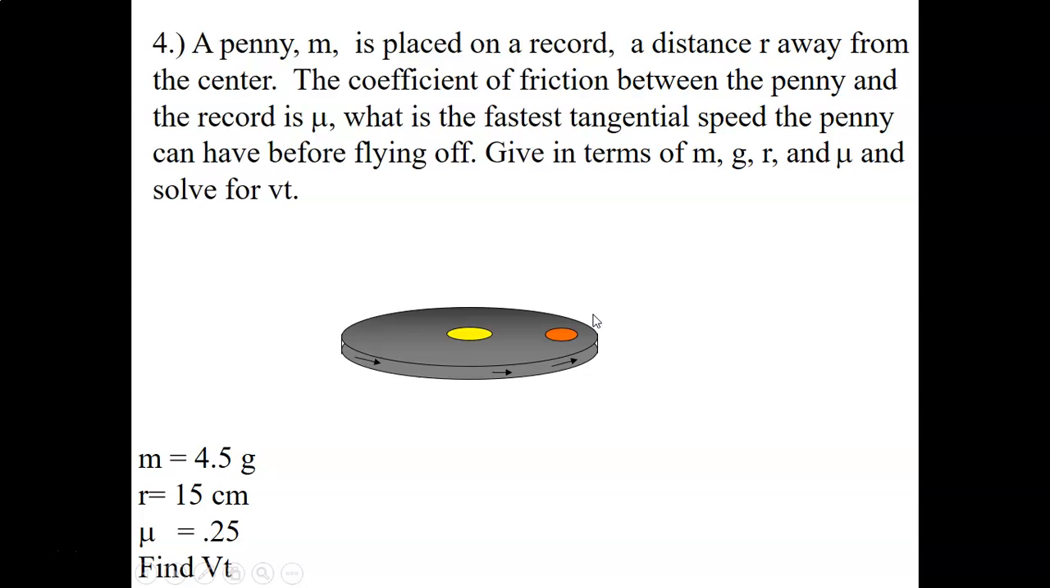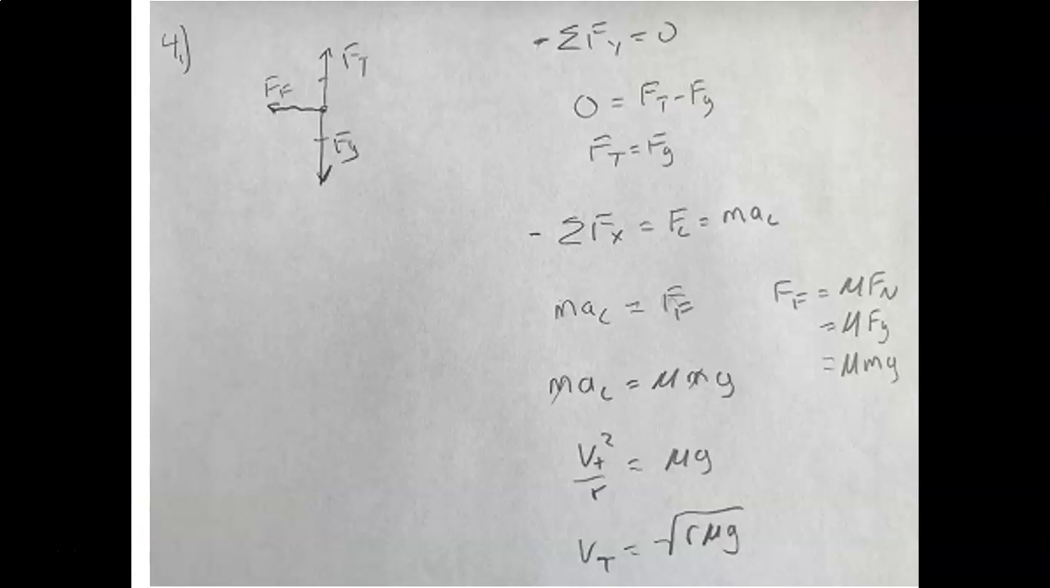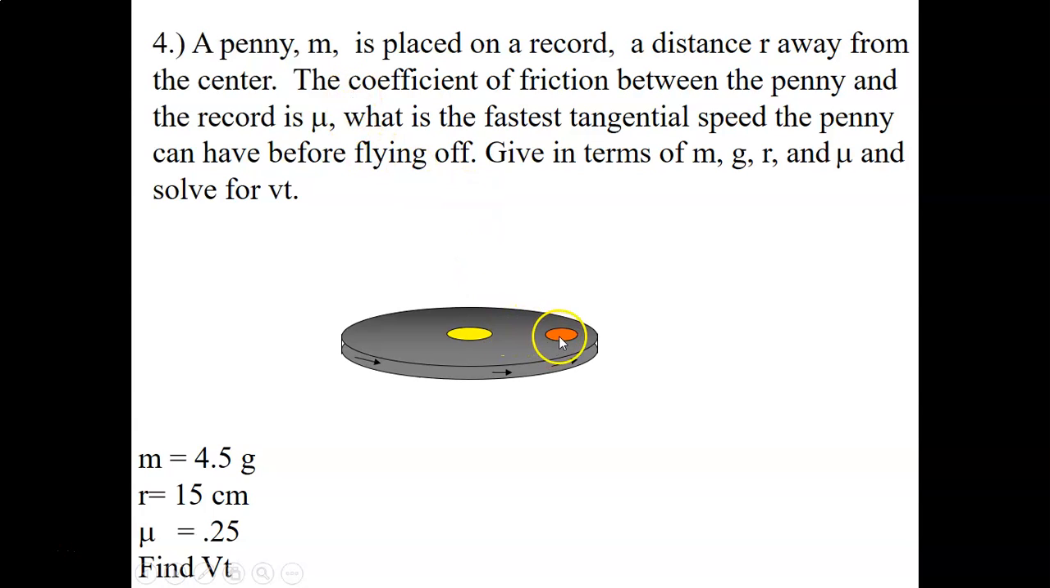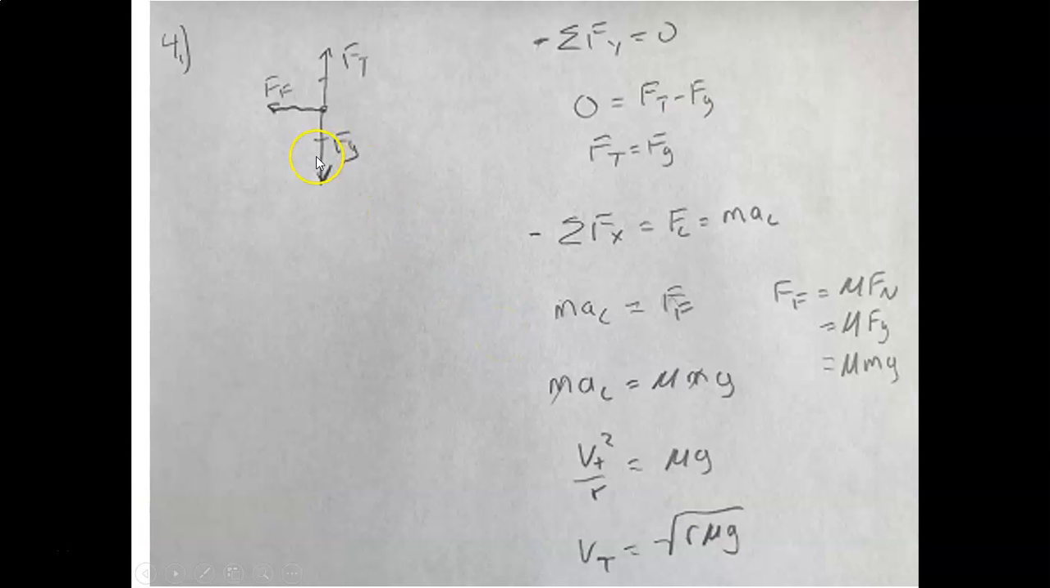Okay, so like normal, what we probably want to do is start out with a free body diagram. So we've got gravity pulling the penny down, so force of gravity equals mg. We've got the normal force going up. I don't know why that's a T, that should be an N. And then the inward force is going to be the force of friction. That's what's keeping the penny from flying off. That is my centripetal force.